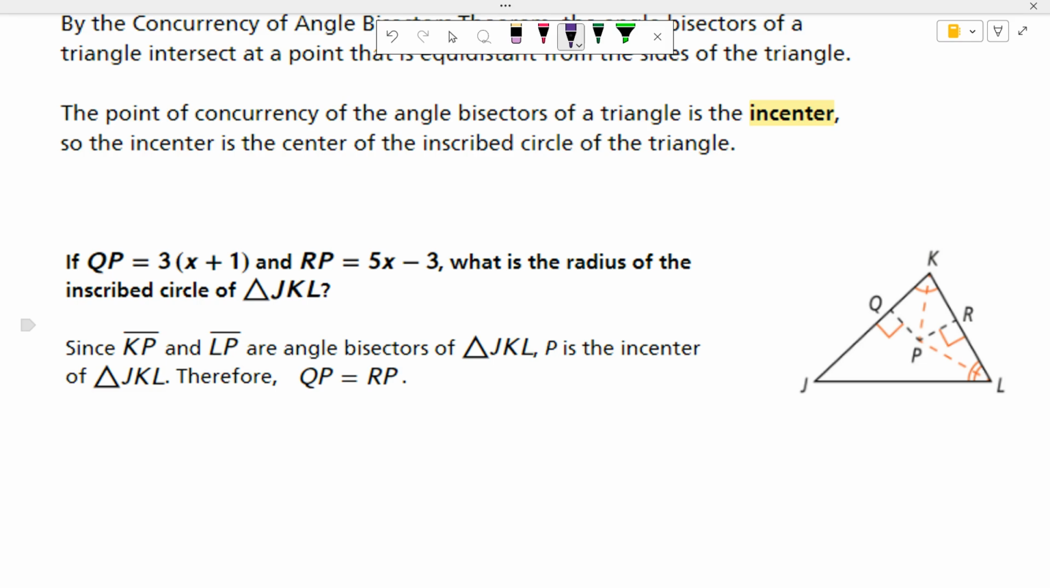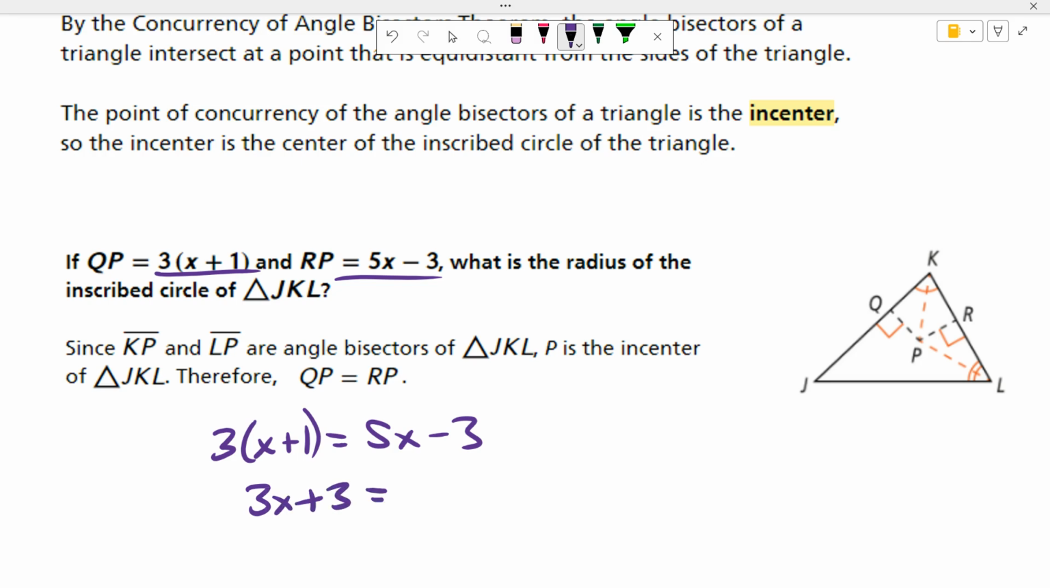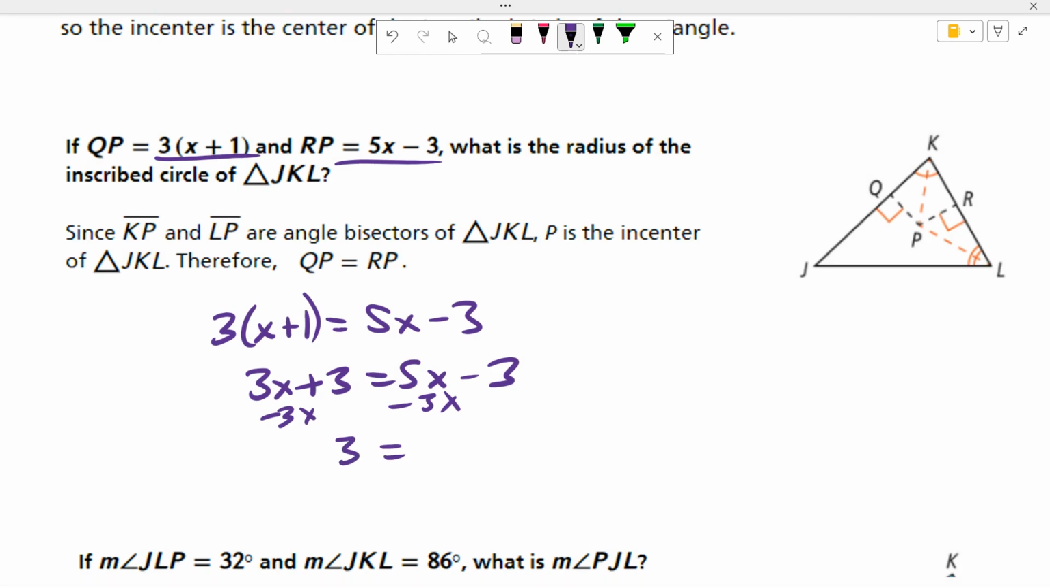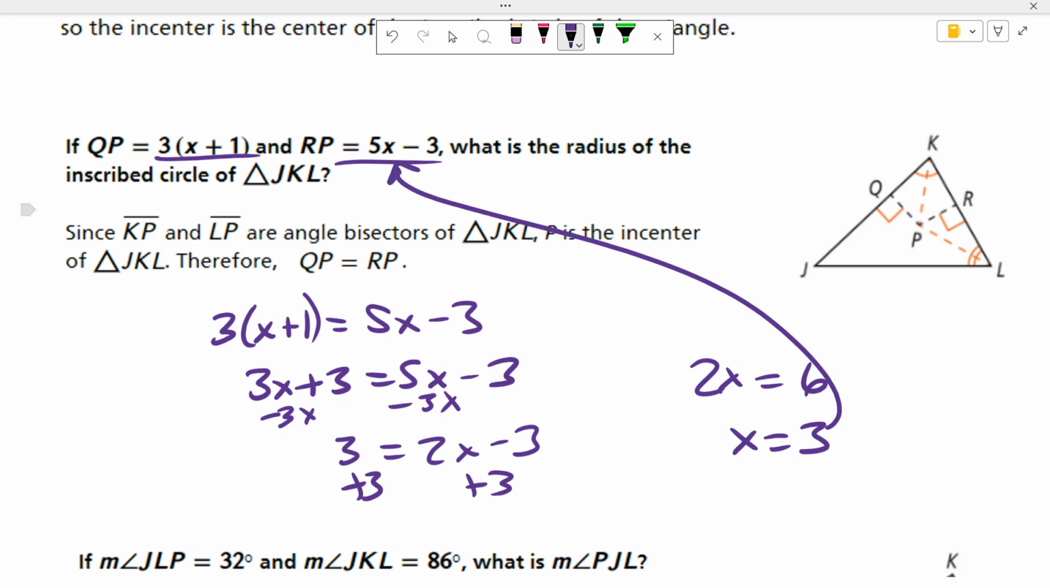Well, they're both the distance away from the edges of the triangle, so they have to be equal to each other, because they're part of an inscribed circle. So 3 times x plus 1 is equal to 5x minus 3. So 3x plus 3 equals 5x minus 3. What will you do to each side? Subtract 3x. So 3 equals 2x minus 3. Add 3. 2x equals 6. So x must equal 3. If we stick 3 in here, 15 minus 3 is 12. So this would be 12, and this would be 12.